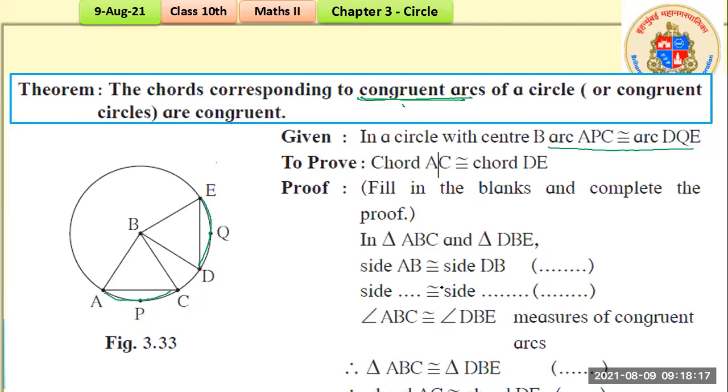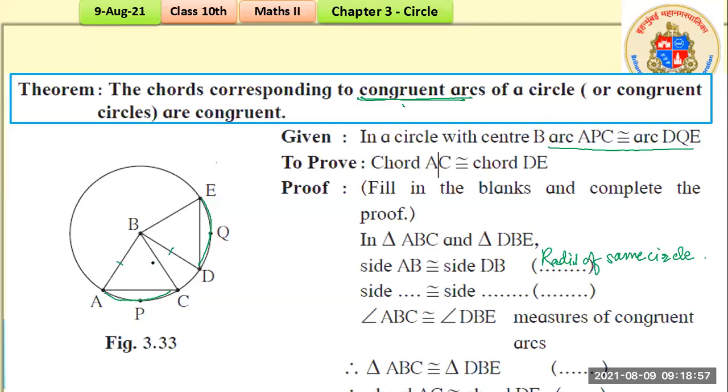So this is the proof from your textbook. You can just fill it out. We see that these two triangles belong to one same circle. So side AB is congruent to side DB. What will be the reason? Because they are radii of the same circle. So we have proved here AB and DB, I can mark it like that.